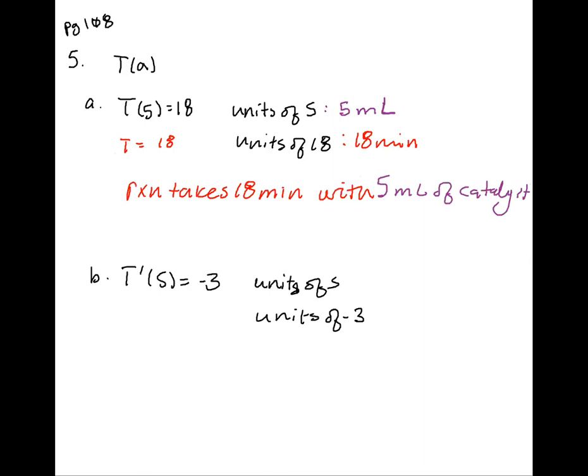That's just kind of looking at a function and analyzing it. Let's think a little bit about its derivative. So now we have T prime of 5 is equal to negative 3. What are the units of the 5? It's a little bit of a trick question.